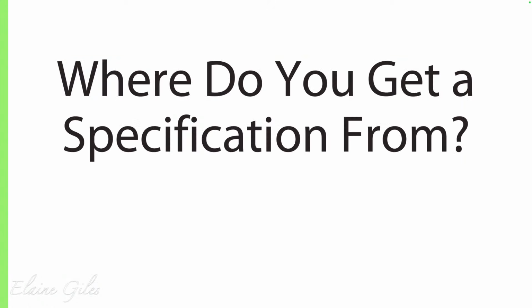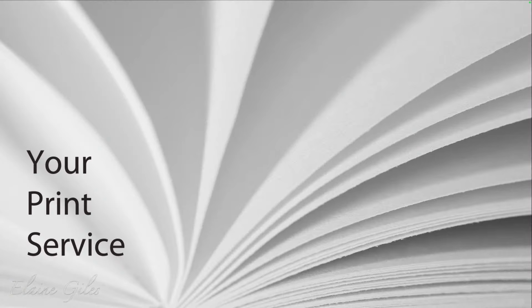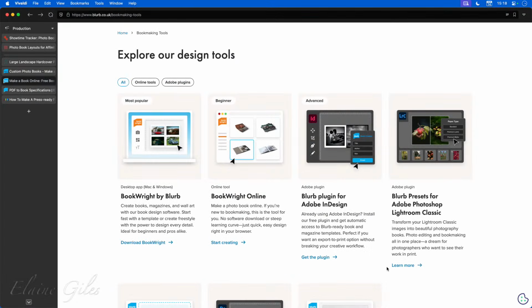Now, where do you get these specifications from? Well, you could make your own, but I would suggest your starting point really needs to be your print service, because they know exactly how they're intending to print this. So I would always go to the print service and check out the print service first. I would also check the help area. There may be extra information in there, but ultimately your starting point is your print service. So, for example, there is a calculator on Blurb. So let's have a look at that.